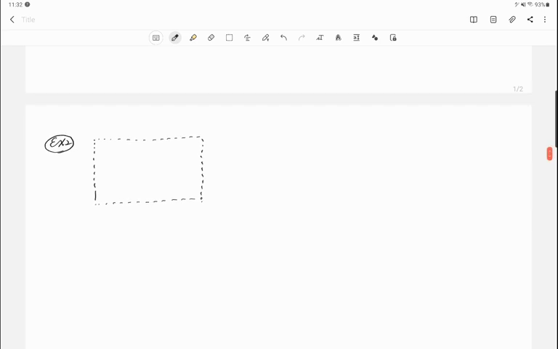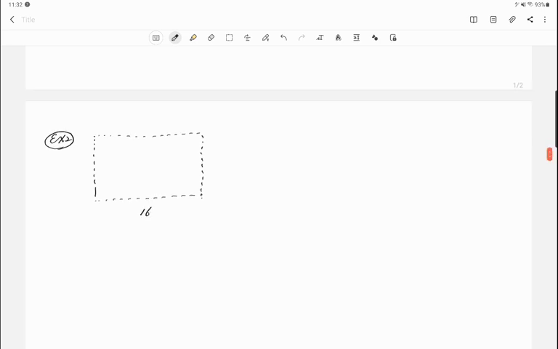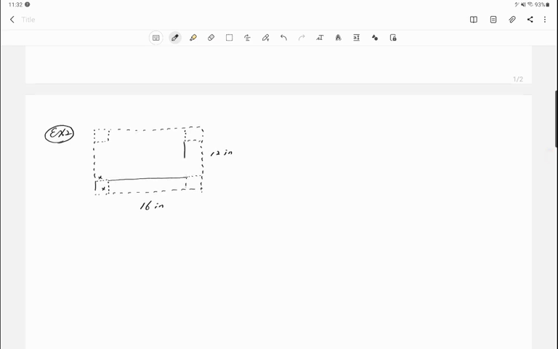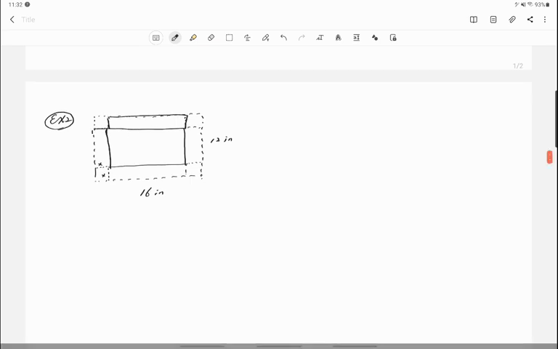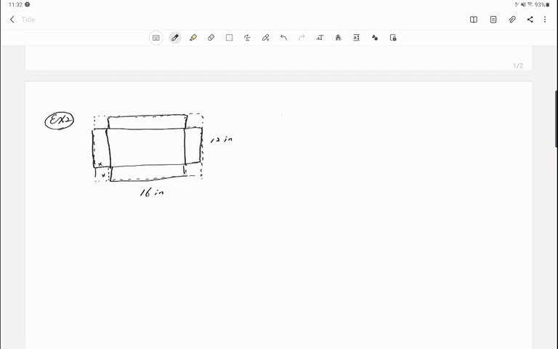Okay, the next question is, here is a rectangular board which is 16 inches long and 12 inches wide. And then we're going to cut x inches from each corner. Then we can make an open box using this. So we cut off the corners, right? Then we can make a box like this. It looks like this.